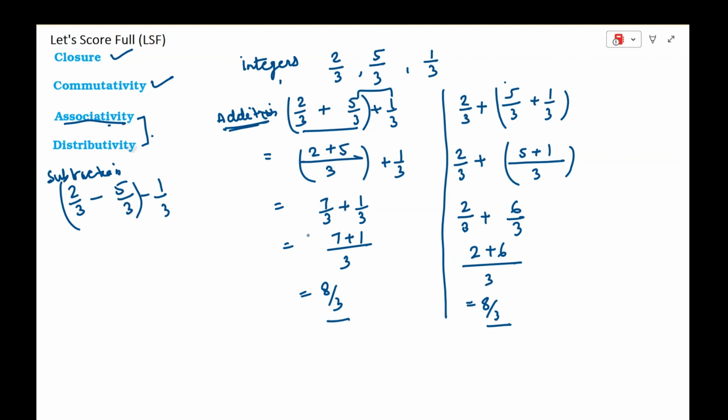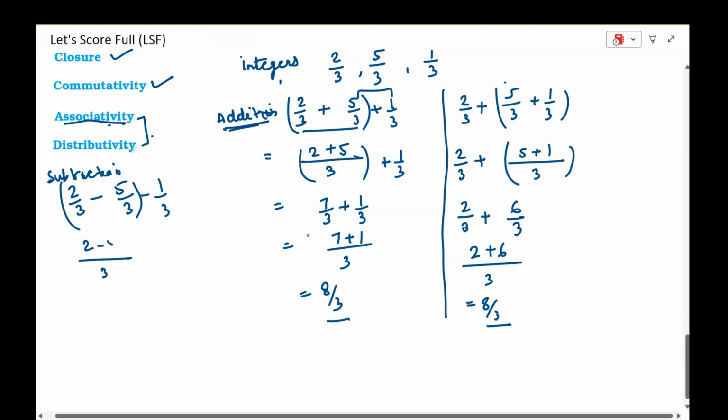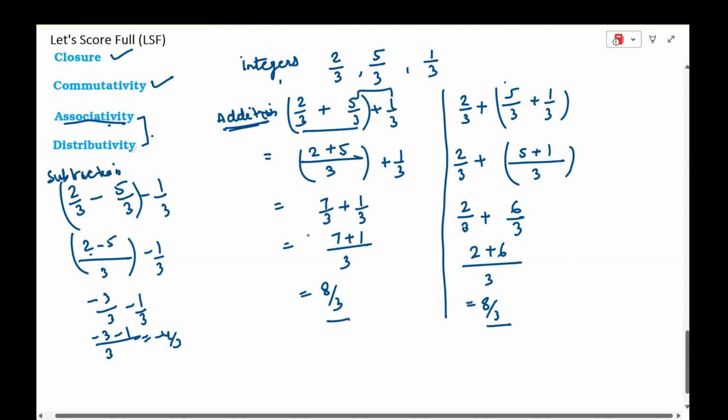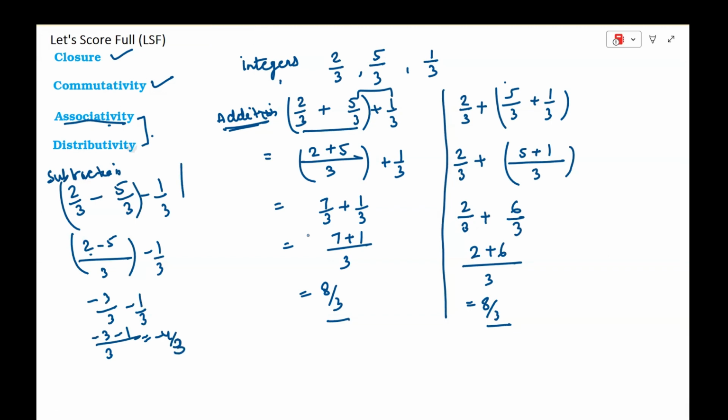So I have associated the first two numbers. So here the LCM is 3. Then 2 minus 5. What will it be? Minus 3 by 3. Then minus 1 by 3. See, 2 minus 5 is minus 3, right? Take the LCM 3, minus 1. The answer is minus 4 by 3. Correct? Okay. Let's associate the other two numbers.